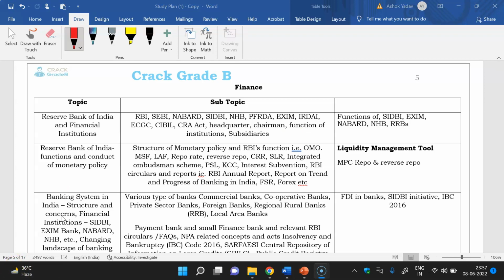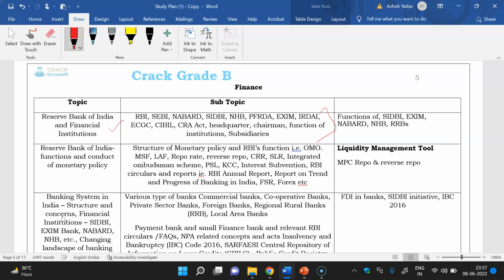So in finance, the first topic is the Reserve Bank of India and financial institutions. So these are the institutions. You must know where the headquarters is, what the authorized capital is, and whether any committee recommended it. If any committee recommended it, then you have to cram that committee name also, and who is the chairman of these institutions.